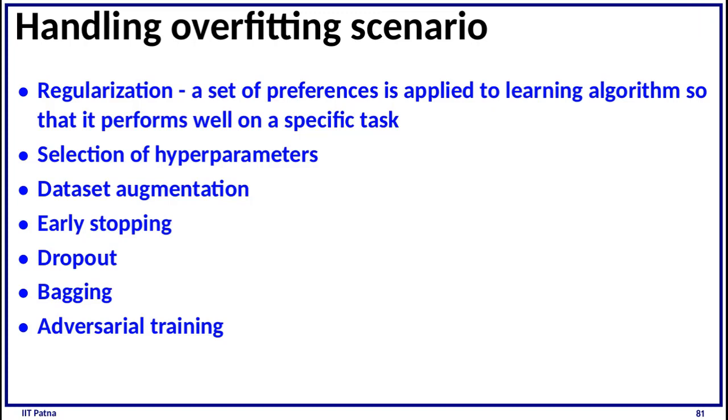So the problem that we have talked about is overfitting and underfitting. Underfitting is understandable very easily: we have a very limited capacity, so we have to increase the capacity. But increasing capacity creates a problem, as it goes into the overfitting zone. To overcome this overfitting scenario, there are a number of techniques. We won't go into the details, but it lists some of the methodologies through which you can restrict overfitting.